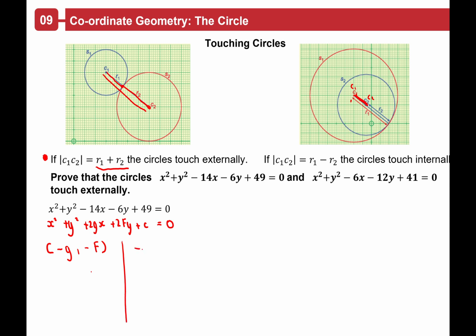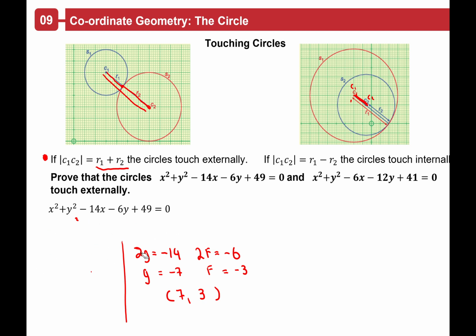Okay, so 2g is equal to minus 14 and 2f is equal to minus 6. This gives us g of minus 7 and f of minus 3. Now for our center, we have to flip our signs. So our center is minus g, minus f, so our center is 7, 3. Let's write that up nice and tidy. So the center of our circle is 7, 3.